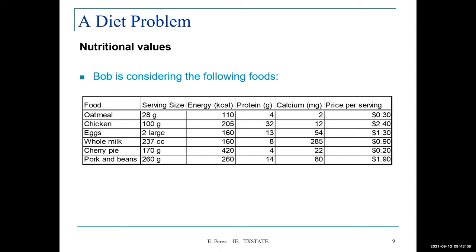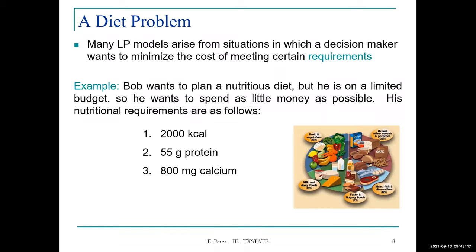Okay, so as you can see, for example, pork and beans has a higher price than oatmeal, but they have different serving sizes, energy, protein, and calcium. So this is information that we have. We have the price, obviously. If we have a limited budget, we want to make sure that we take that into account. So we have the information about the items, we have the information about the requirements, and we know the goal. He wants to minimize the cost of meeting these requirements.